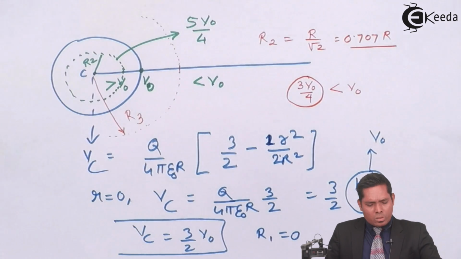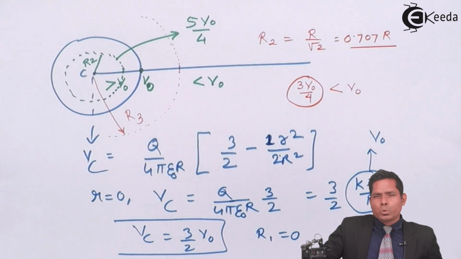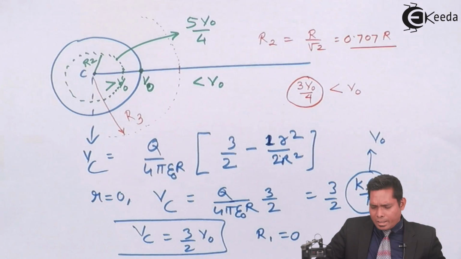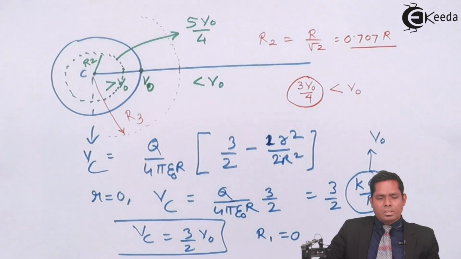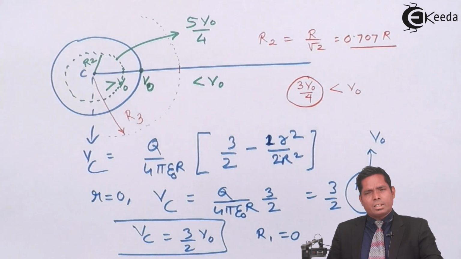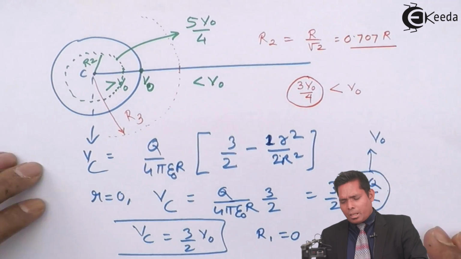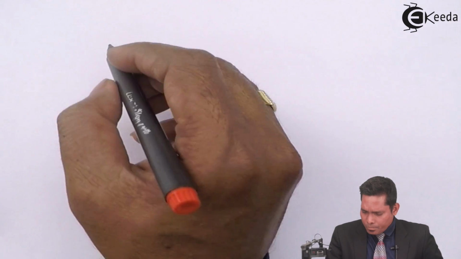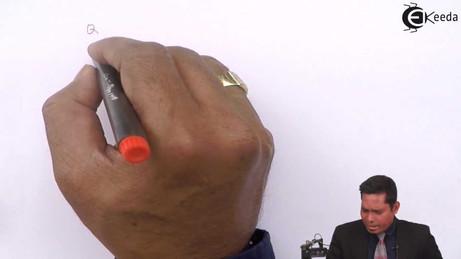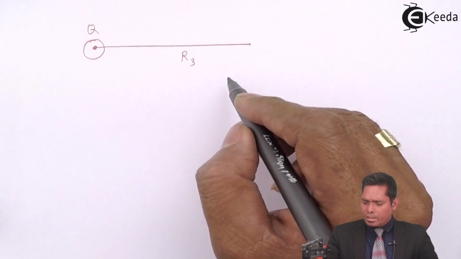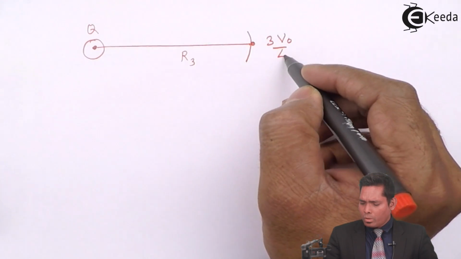So for any outside point, I will just use the formula. I will consider the solid sphere as a point charge concentrated at the center. The whole Q amount of charge is supposed to be present at the center of the solid sphere. So for any outside point, I will consider the solid sphere to be a point charge and then find the value of R3, where I have to get the potential of 3V0 by 4. So the whole charge is concentrated here. This radius is R3. This sphere has nothing to do because the charge is here. Here I am getting a potential 3V0 by 4.